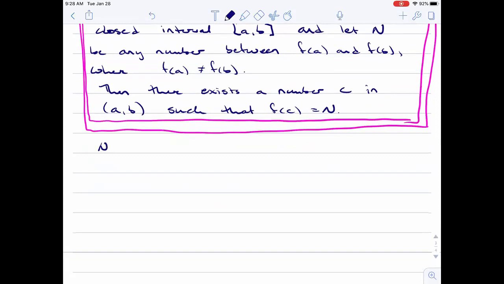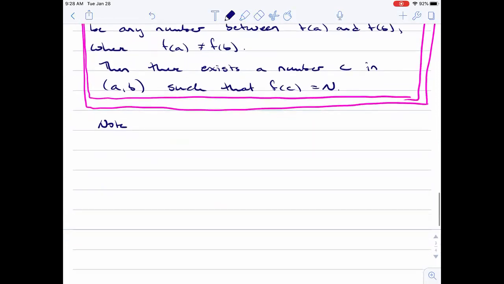And so here, I'll put note. There can be more than one C that yields n. There can be more than one C such that f of C equals n.